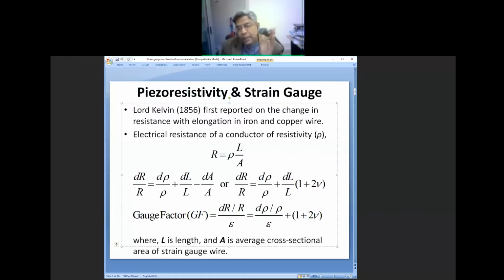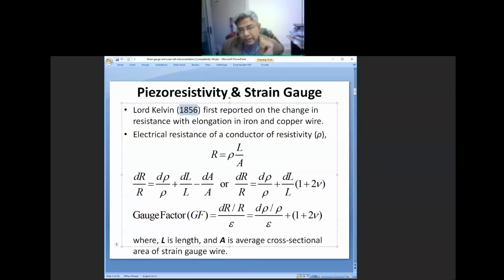So when we apply pressure to a body, its electrical resistance changes. That's called piezoresistivity. Our strain gauges use this property of piezoresistivity. It was discovered long back in 1856. Lord Kelvin reported this.